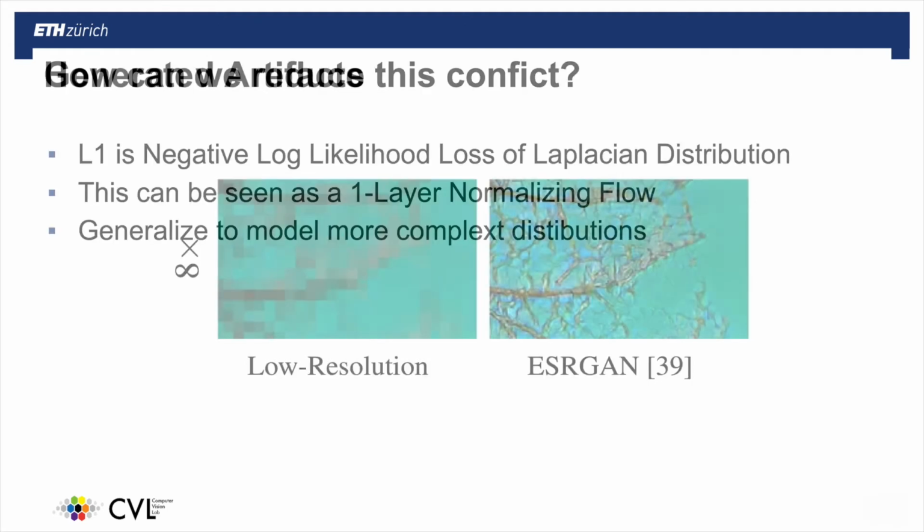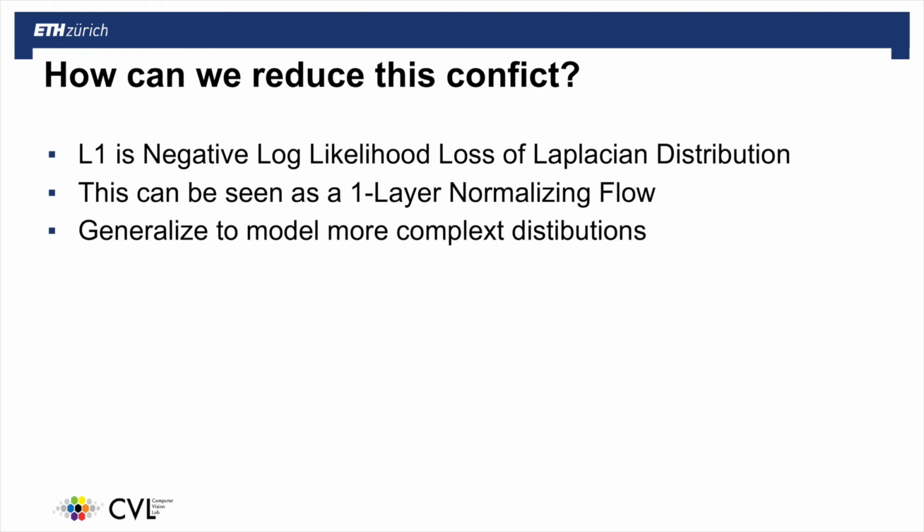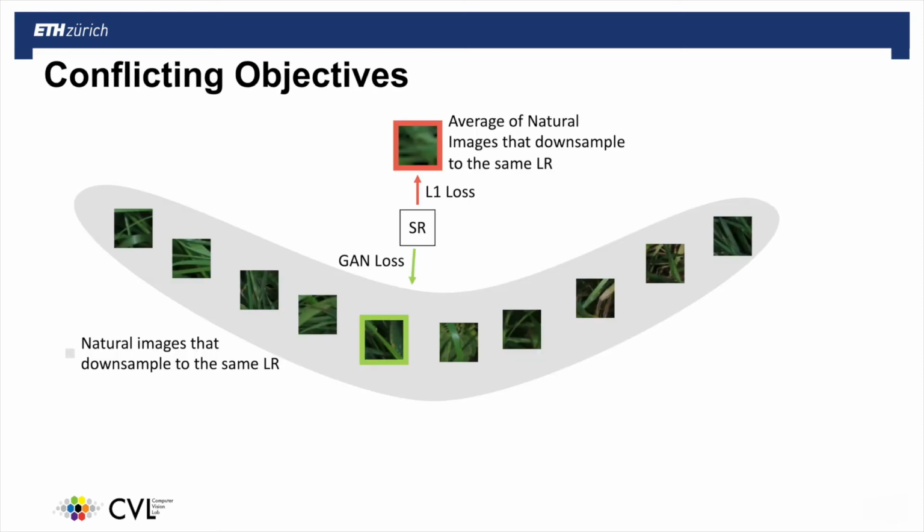So how can we reduce this conflict? L1 loss is the negative log likelihood loss of the Laplacian distribution. This can be seen as a one-layer normalizing flow. In this work, we generalize this loss for a more complex distribution. Therefore, we replace the L1 loss with the flow loss.